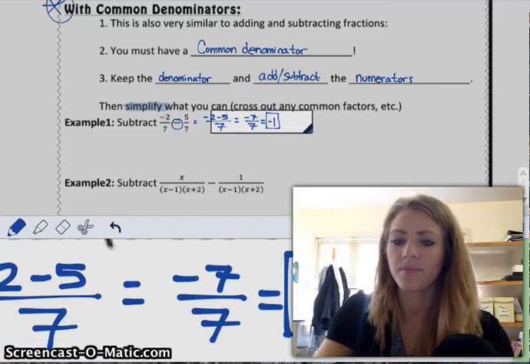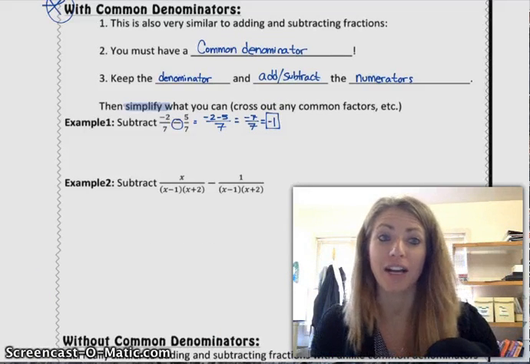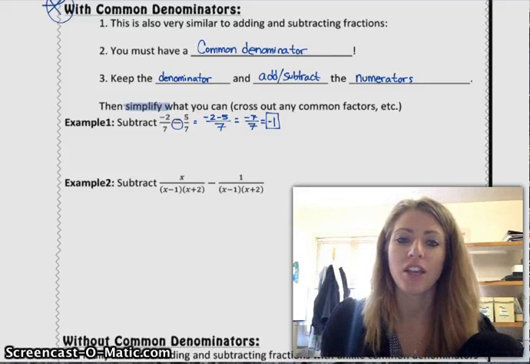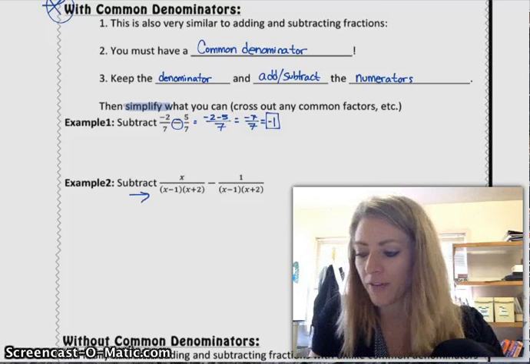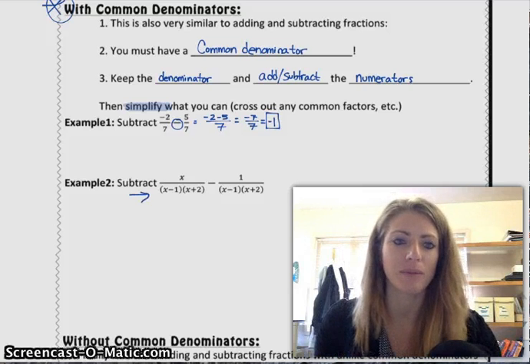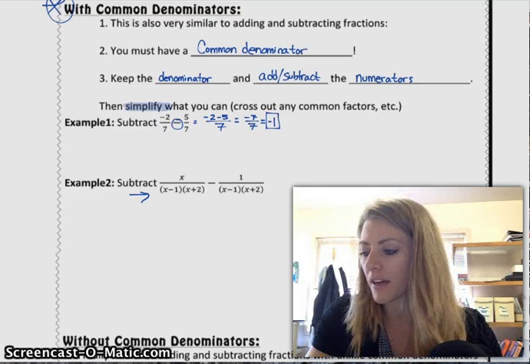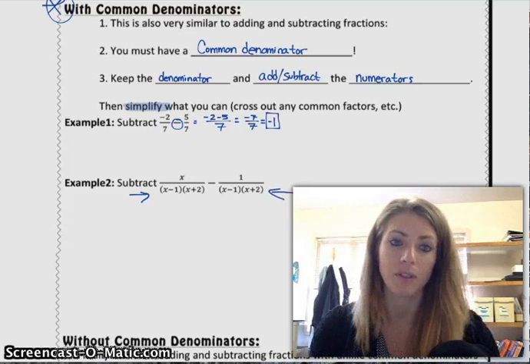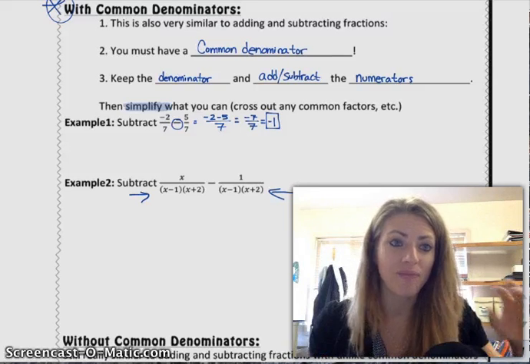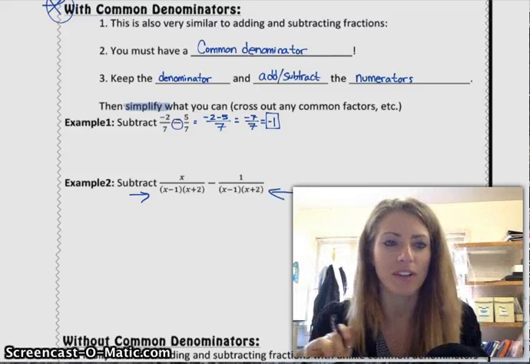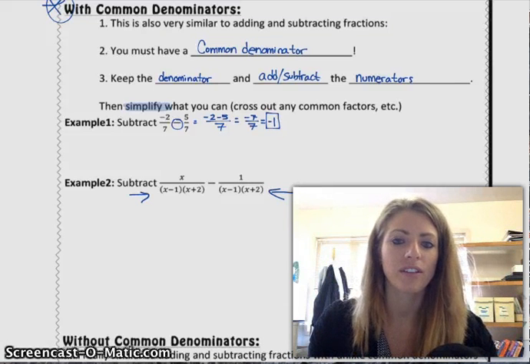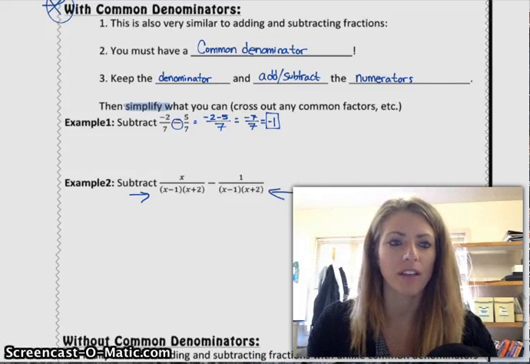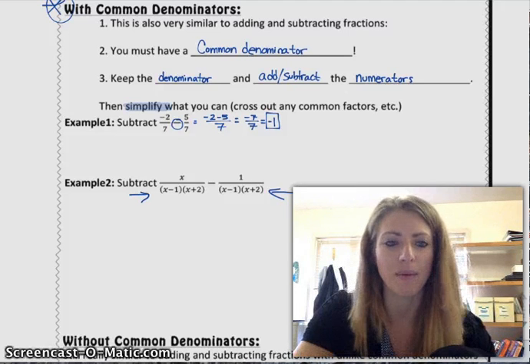Yay! Alright, example 2 is actual rational expressions. So, you have to look at the denominator first. And my first denominator is x minus 1 times x plus 2. My other denominator is x minus 1 times x plus 2. So, same denominator. Yay! So that means we don't have to do a whole lot of work. All we have to do is just rewrite the fraction, subtract the numerators, and then leave the denominator the same.